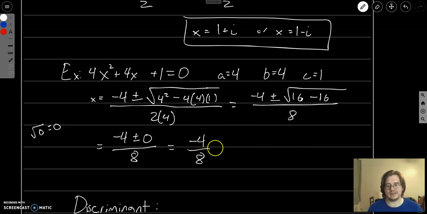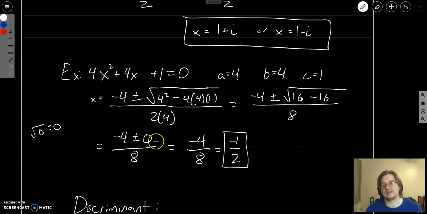And I can simplify this. Negative 4 over 8 is just negative 1/2. So here, I only have one solution. The reason being, I took the square root of 0, and adding 0 and subtracting 0 doesn't change anything.